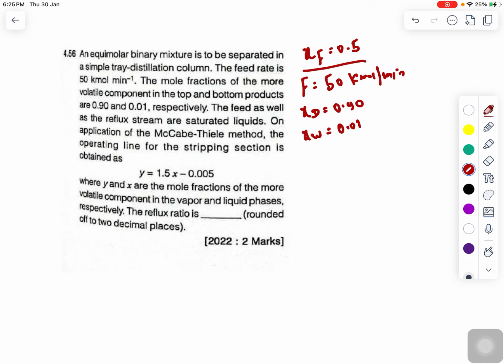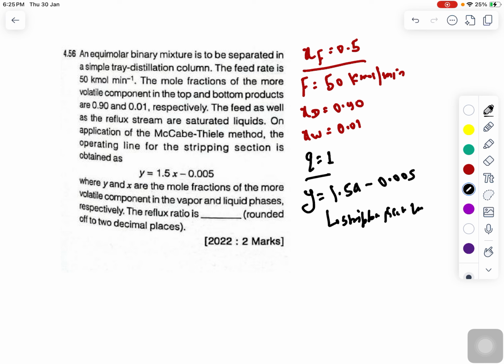The feed as well as the reflux stream are saturated liquid. So feed and reflux stream are saturated liquid. If saturated liquid is there, then Q will be equals to 1. On the application of Mackay-Thiele method, the operating line Y is 1.5x minus 0.005. A stripping section line is this one. So this one is the stripping section line.